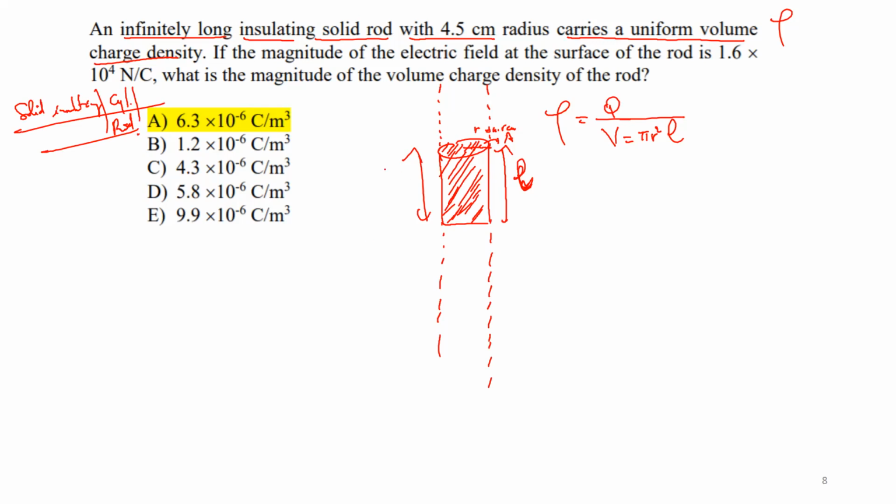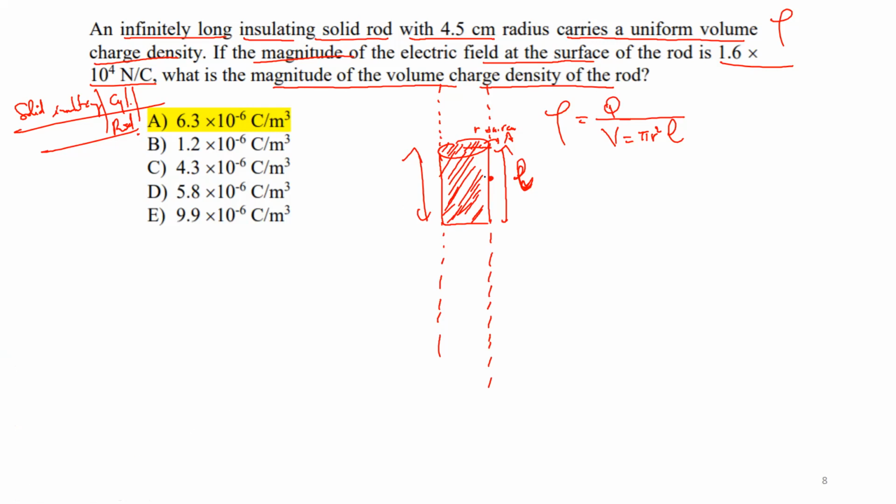So the question is, if the magnitude of the electric field at the surface of the rod, meaning here, is 1.6 × 10^4 newton per coulomb, find the magnitude of the volume charge density of the rod. So we will be applying Gauss's law. Let's apply Gauss's law.